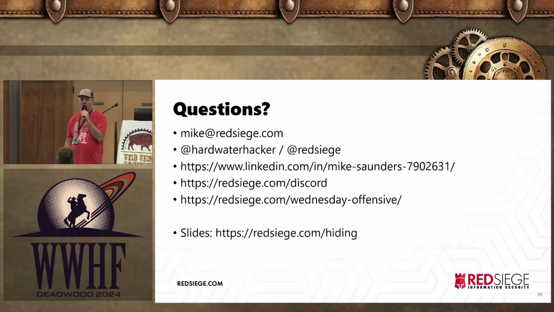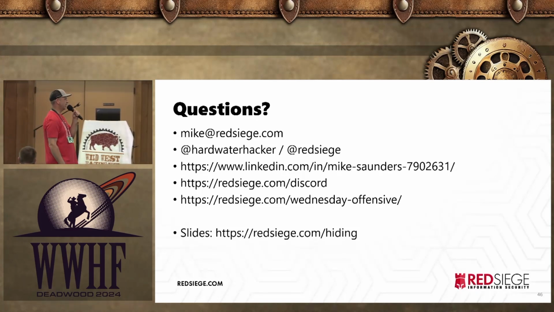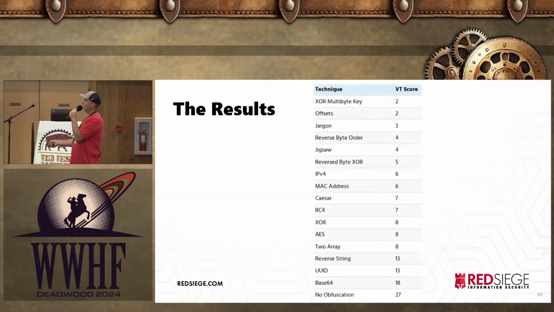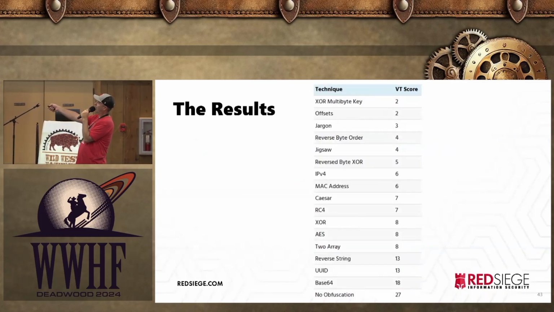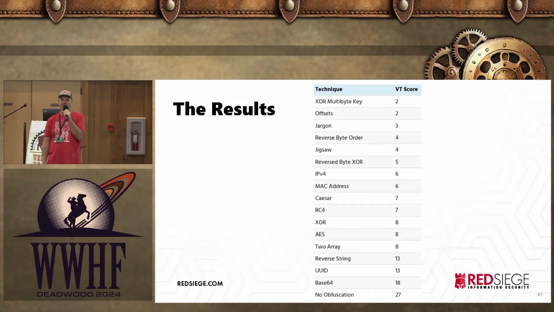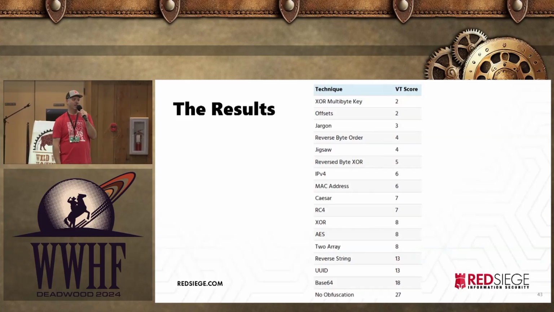Yes, sir. So the question was, were there surprises in the detection engines? What caught me and what didn't? The big one, where are we? Right there. Like Caesar cipher, like simply rotating our alphabet. Like that, I can't believe that wasn't detected.